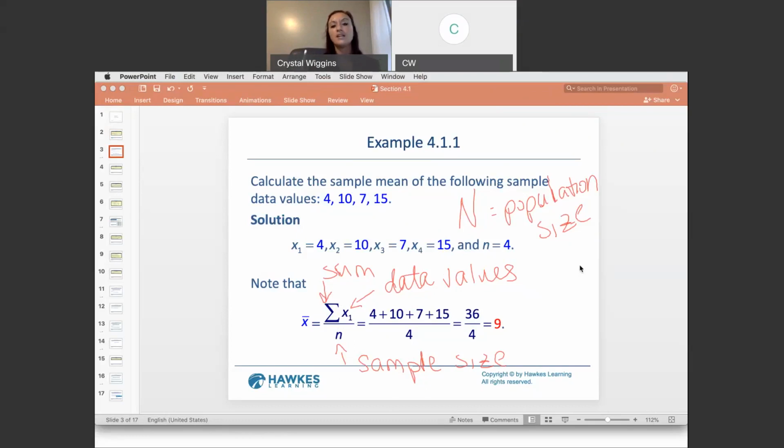Just like in Spanish, when you learn the word gato, you would write in your notebook that gato means cat, so that you can decode the Spanish into your natural language, whatever it is. For me, it's English. Now, this symbol here is called X bar, and we use X with a bar over it to represent the sample mean.